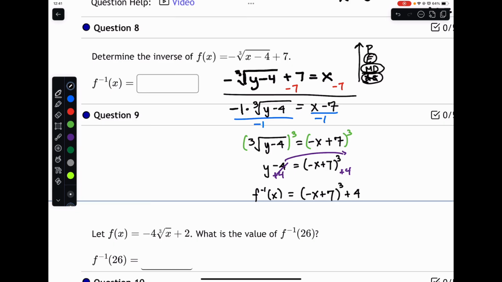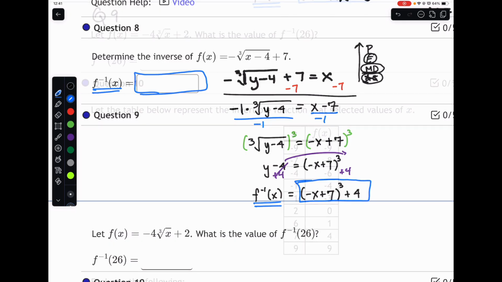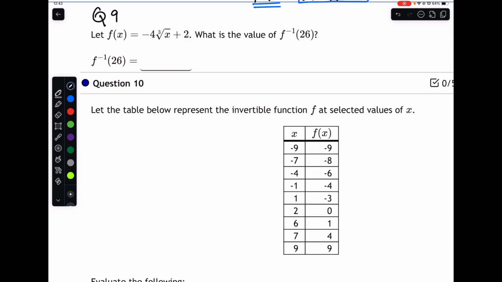And you'll only need to write this part. Let me box it in. Only this part that I'm boxing in blue. That's the only thing that you need to write inside, again, our answer box. Because as you clearly see, I have already that notation for us as the prefix to the answer box. So no need to write the f inverse of x. So avoid that.